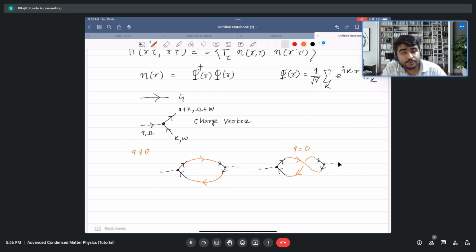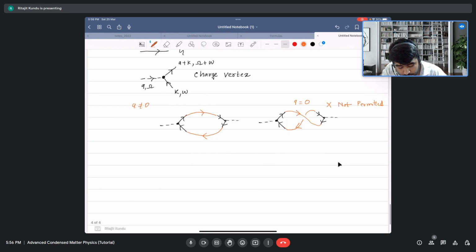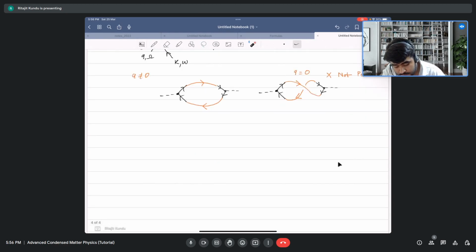There are reasons for doing that, but we will slowly learn why that is true. So this is actually not permitted for finite q. That means we have to work with this single diagram, which looks like two Green's functions going and coming back.